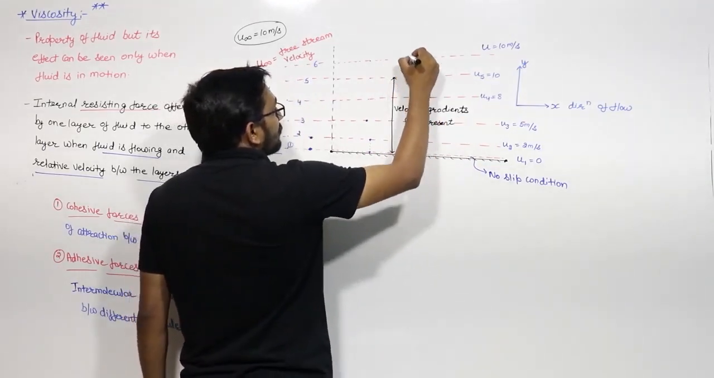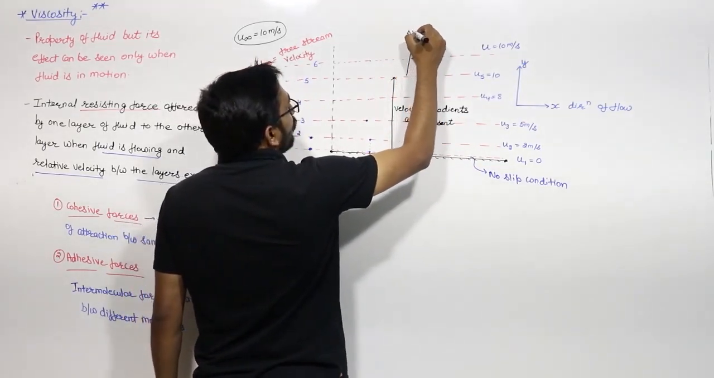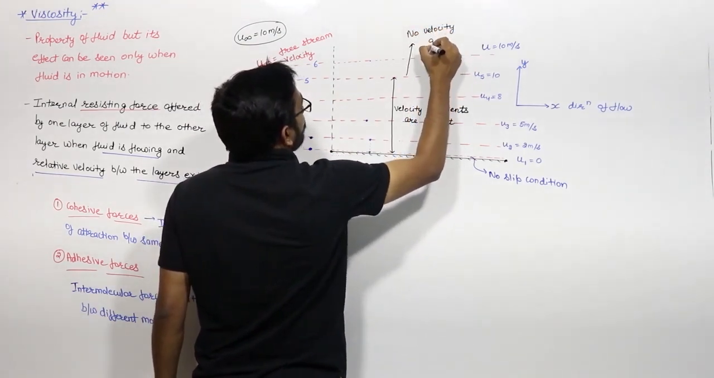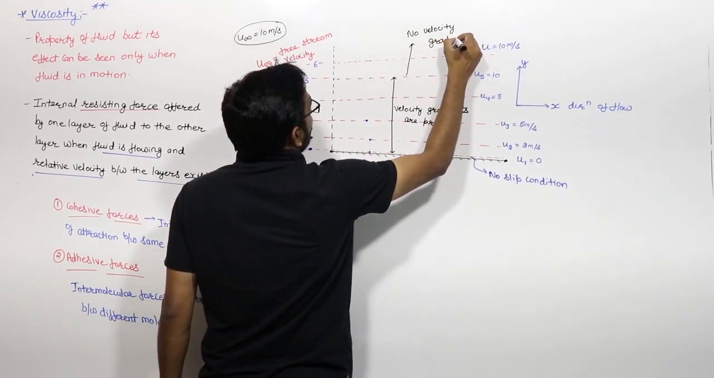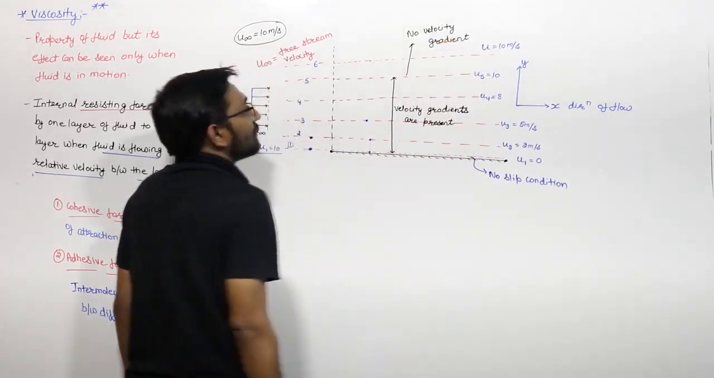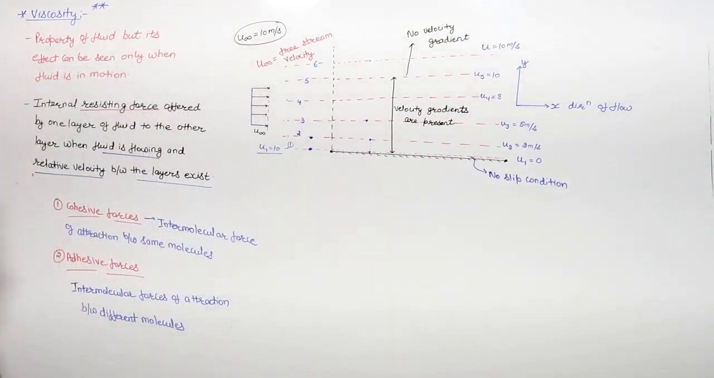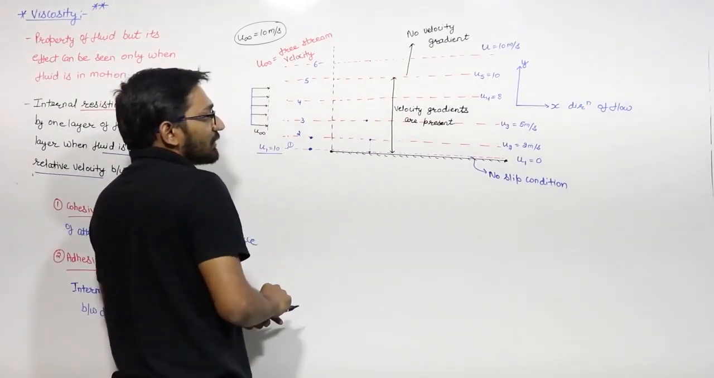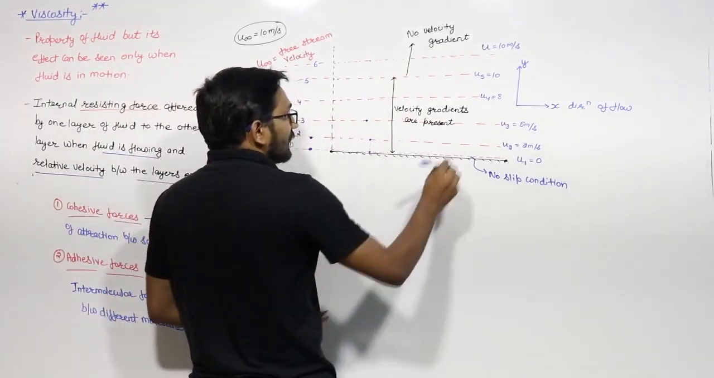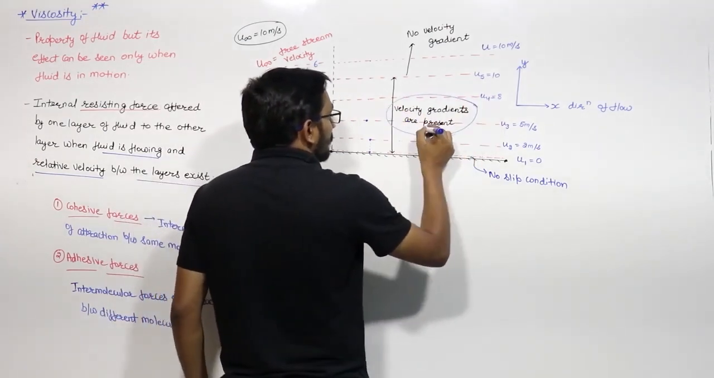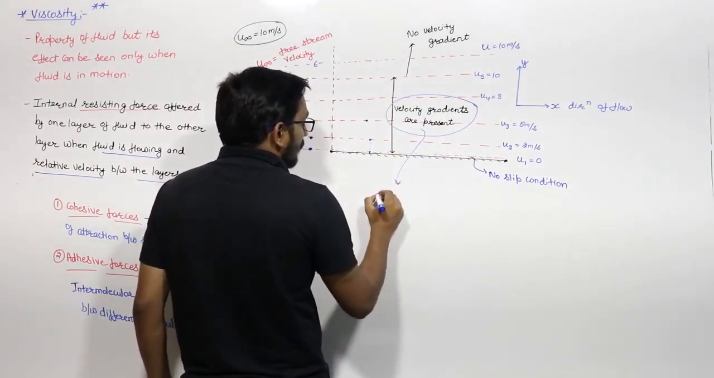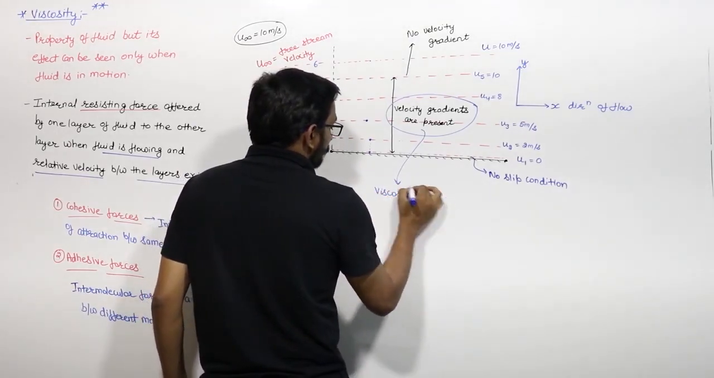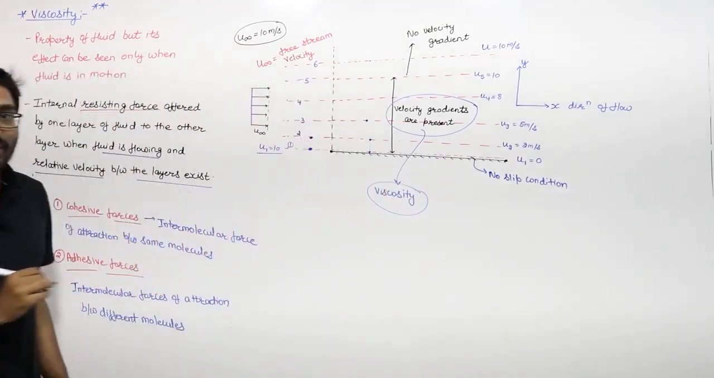Above layer 5 there is no velocity gradient. Velocity is uniform, that is 10 meter per second. So because of these velocity gradients being present, there comes the concept of viscosity.